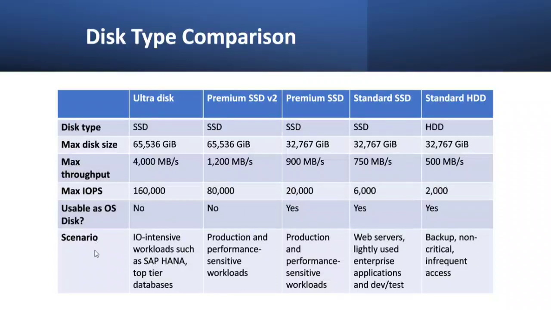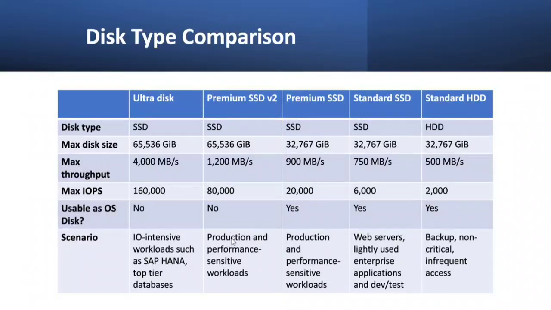If I look at the scenarios, another option we have here is usability as an OS disk. Ultra Disk and Premium SSD V2 we can't use as an OS disk, but Standard SSD and Standard HDD we can. If you have intensive workloads such as SAP HANA, or top-tier databases like SQL and Oracle, in those scenarios Microsoft recommends using Ultra Disk because of performance.